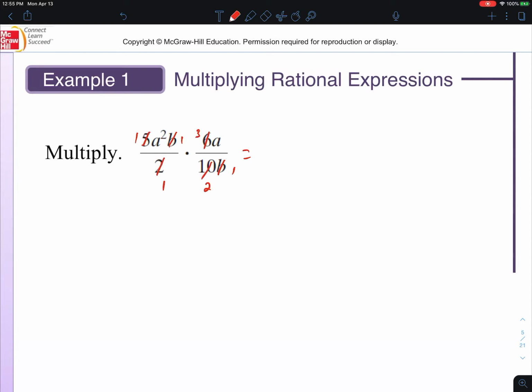So when you do these, you notice that on the left-hand side, in my numerator, I have a to the second power, but I also have an a. So it's 3a to the third power over 2 will be your answer for example number 1.